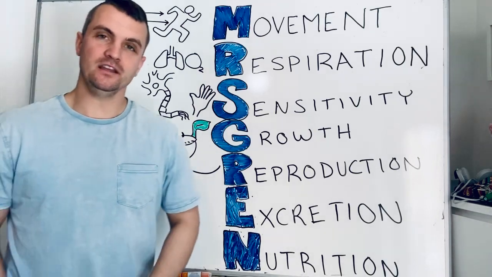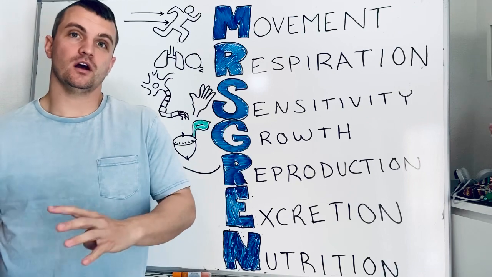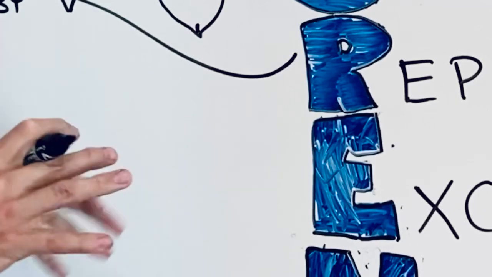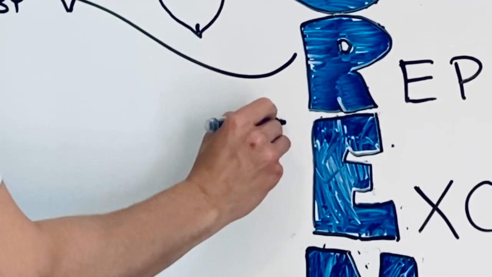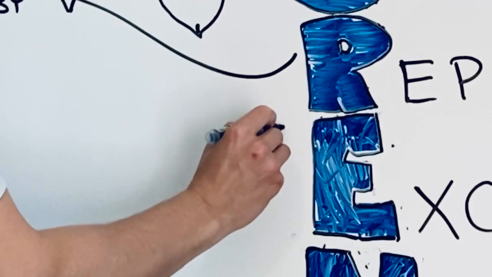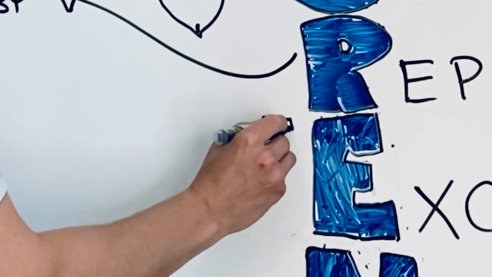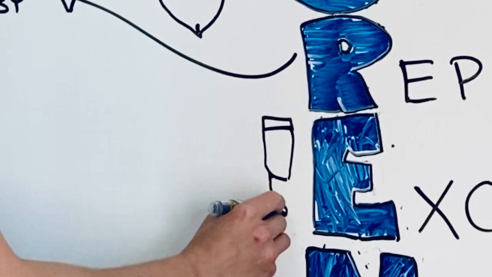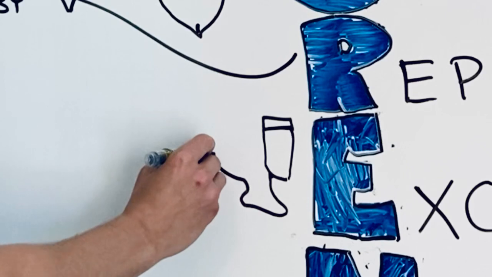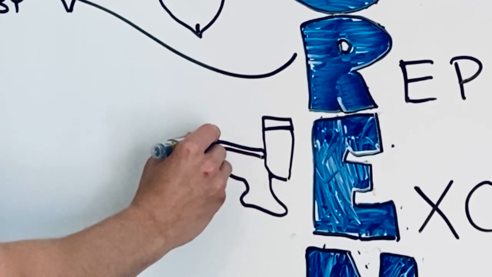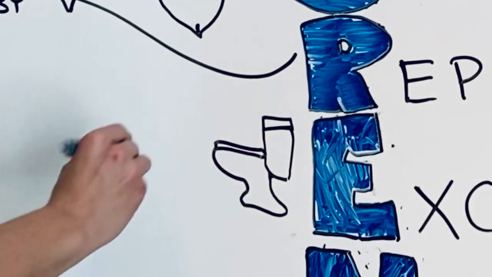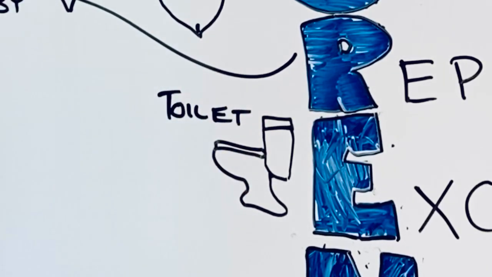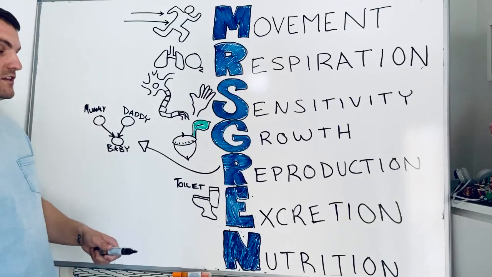Excretion. Excretion means that you go to the potty. So if something excretes out waste, which means the potty, I'm going to draw a very simple drawing. I'm going to draw like this. And now we're going to draw like this and like this. And here's the potty. Okay? And then we're going to write here, toilet. If you go to the restroom, if you use the toilet, excretion, you're a living thing if you excrete.